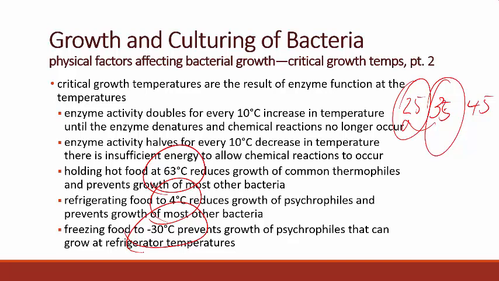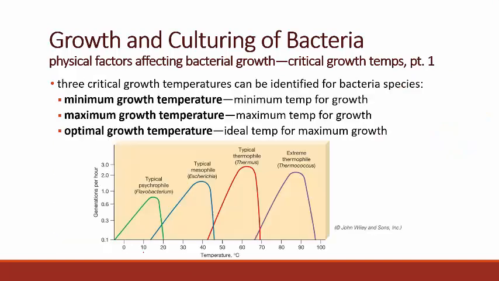So if you're trying to keep a food hot, you have to keep it at 63, give or take. If you're trying to keep a food cold, then it needs to be kept at 4. And if you're trying to preserve a food for the long term, then you want to keep it at less than minus 30 degrees C. So these are three.